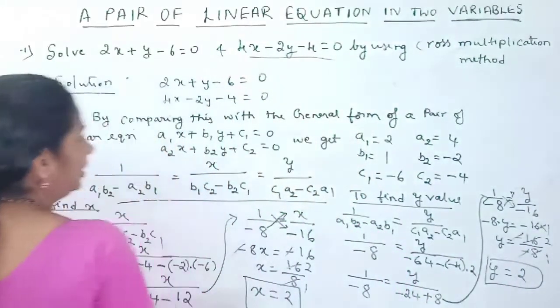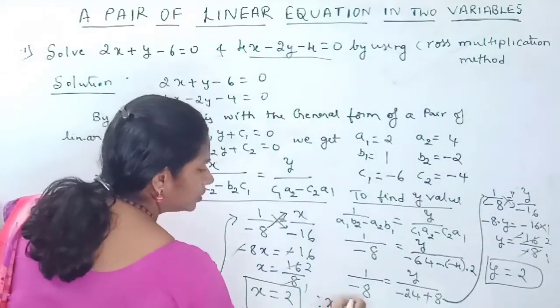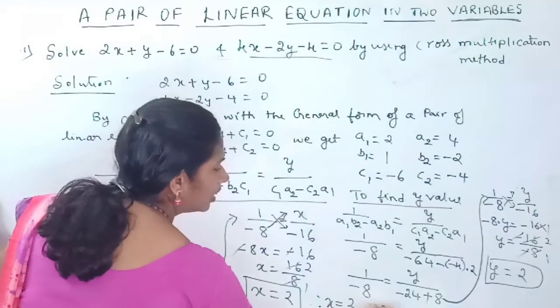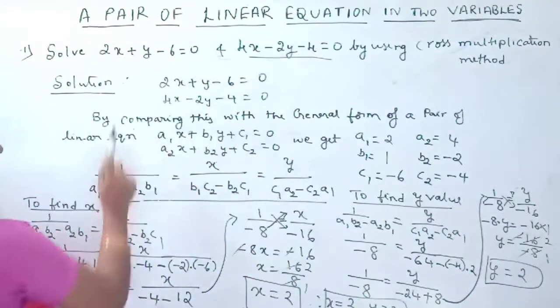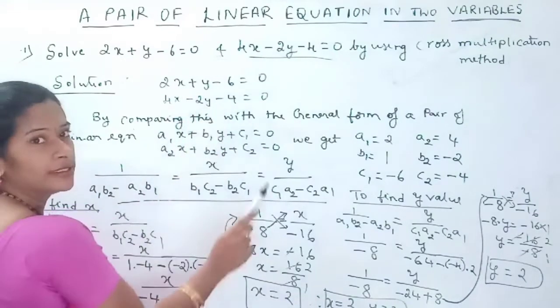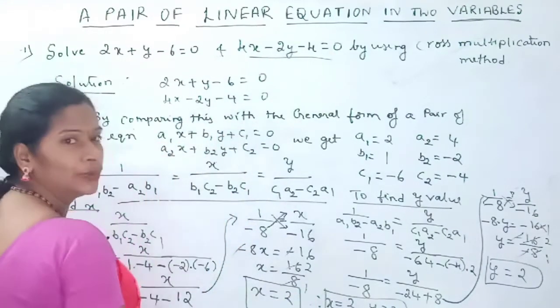Now, what is the solution, children? From solution, x value is 2, and y value also 2. This is a solution of this pair of linear equations: 2x plus y minus 6 is equal to 0 and 4x minus 2y minus 4 equal to 0.